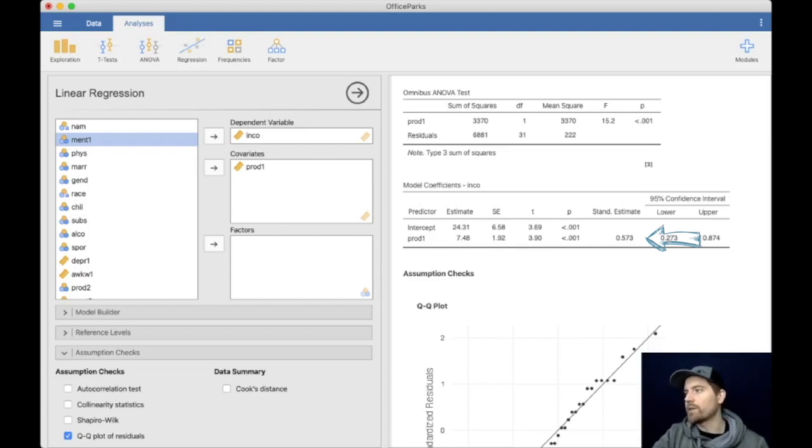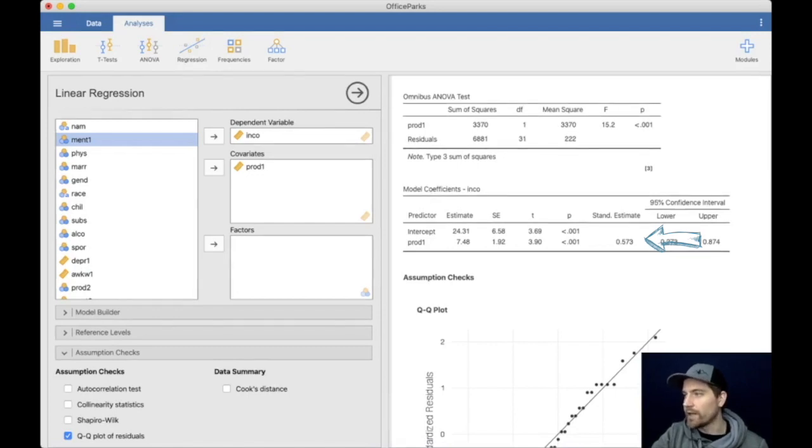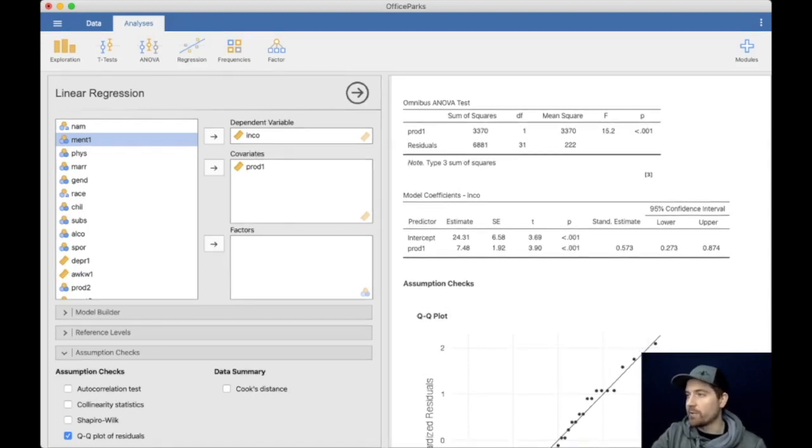Over here, we also get our standardized estimate. This, in essence, is telling us our correlation. When it's just a simple regression model, this is equal to a correlation. So our correlation is 0.57. And this gives us a confidence interval of our correlation. Most of our interpretation is going to happen right here.